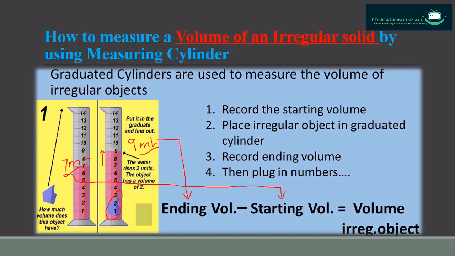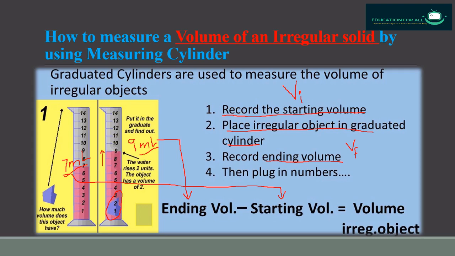So first what we did, we recorded the starting volume, or the initial volume, and you can also write it like this: capital V, and in the base of V we write small i. This is your initial volume symbol. Then you place the irregular substance in a graduated cylinder. Then we record the ending volume, which is also the final volume. V stands for volume and f stands for final, so it becomes final volume.